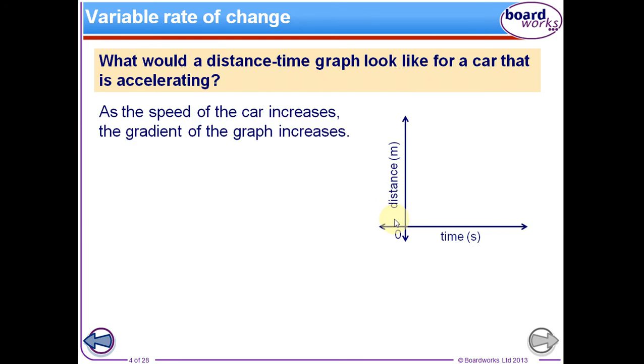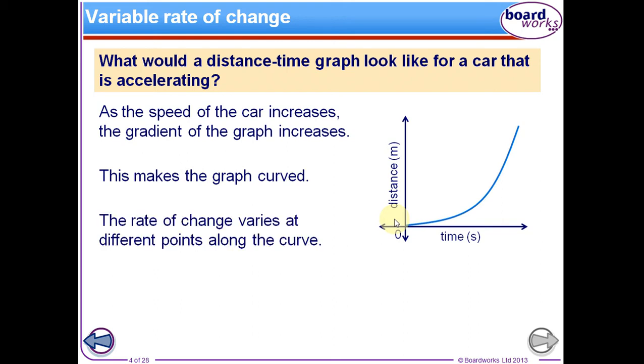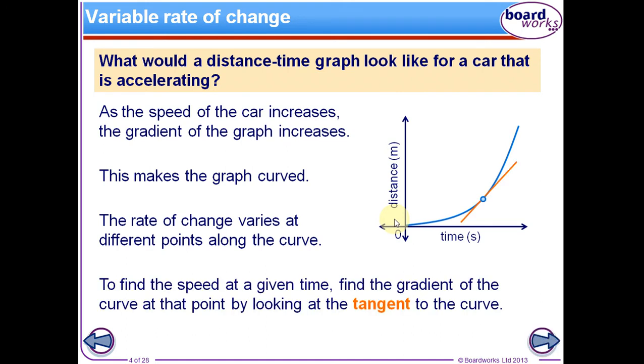As the speed of the car increases, the gradient of the graph also increases. This makes the graph curve, and the rate of change varies at different points along the curve. To find the speed at a given time, find the gradient of the curve at that point by looking at the tangent to the curve. The gradient varies accordingly. I'm going to show you in the next slide.